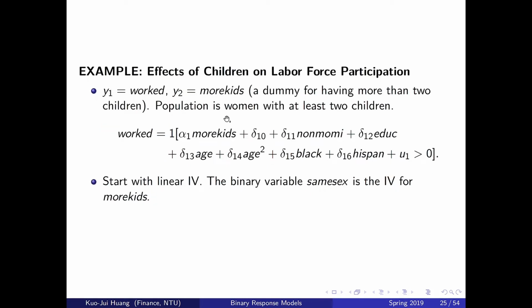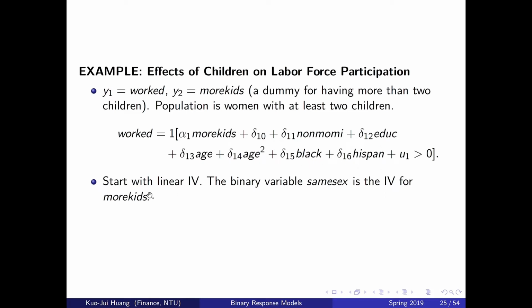Let's study another example, which is the effects of children on labor force participation. Our main dependent variable is work or not. And our endogenous variable is more kids, which is the dummy for having more than 2 children. Our population is women with at least 2 children. Here's our main regression model. In this model, we have the independent variables of more kids, non-wife income, women's education, women's age, age square, a Black people dummy, and a Hispanic people dummy.